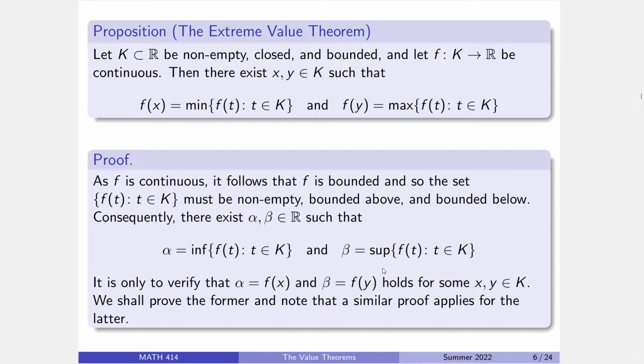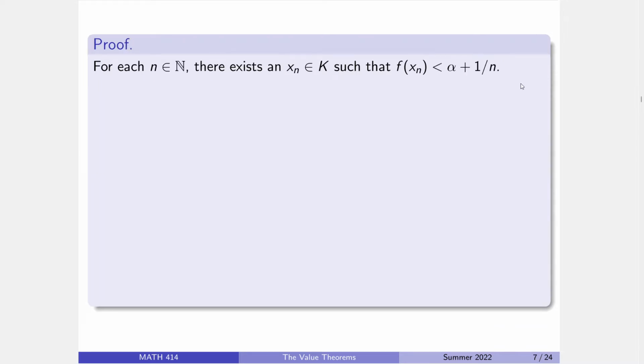Okay, beautiful. All right, so let's do it. Now, alpha is the infimum of the range of our function. If I make it a little bit bigger, it's no longer a lower bound. This is strictly bigger than alpha, and alpha is the biggest possible lower bound, so this cannot be a lower bound, so I can find things that are less than it. Otherwise, it would be a lower bound.